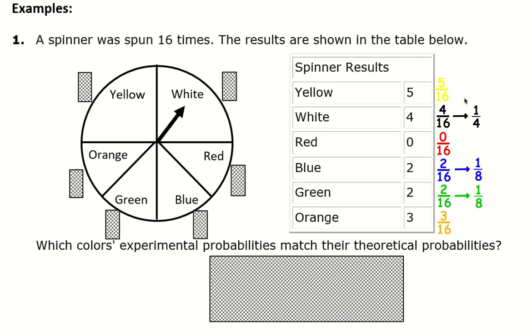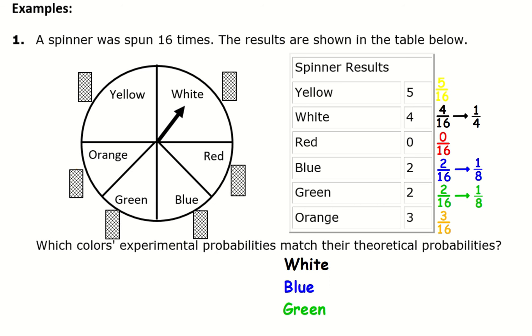This is just elaborating on what I was just saying. 3 out of the 16 was orange. We would have expected there to be 2. So orange did not match. The experimental probability was 3 out of 16. That does not match the theoretical, which would have been 1/8, or 2 out of 16. Anyway, I think I've explained it enough. The final answers here are white, blue, and green.